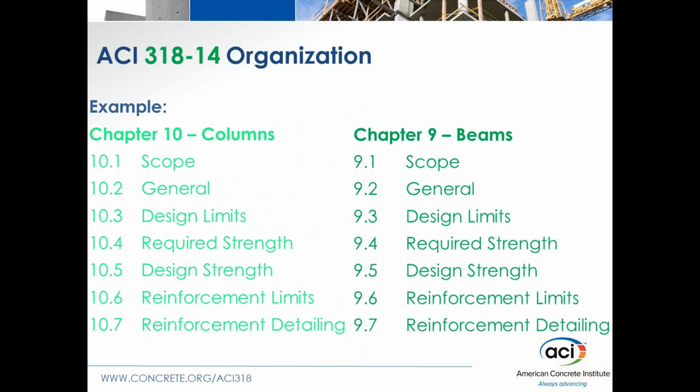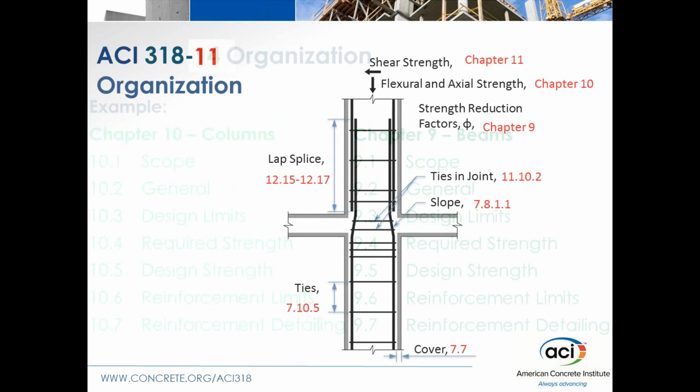All member types, no matter what member you're designing, are going to have the same sections. And so whether you're designing a beam, a wall, or a column, you should understand where that information would be relative to that particular topic. I think that's a pretty big advancement in terms of usability of the code, and quickness of where you might find information for the member. So all of the design information that you need is going to be in that chapter.